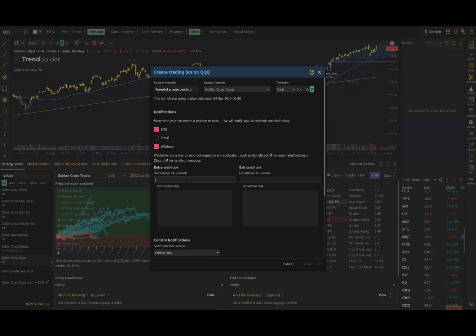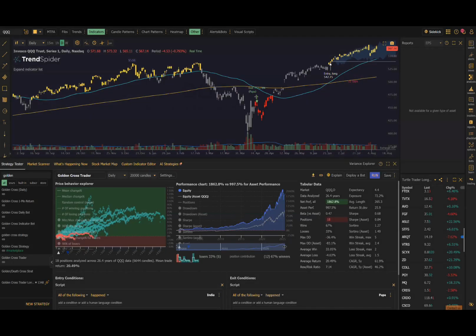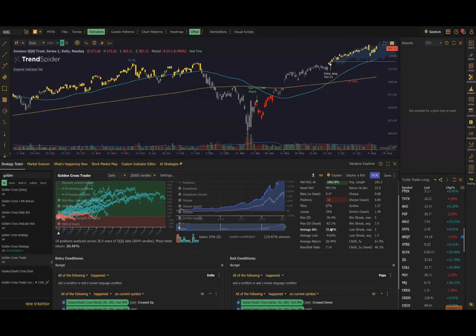And so with the webhook, we have also a platform that we own called Signal Stack that basically connects with your broker. And once you connect Signal Stack with your broker, it's going to give you just a URL to put right here, and you just put them both there. And if you go ahead and do that, you would be able to actually buy and sell in your actual broker, like live trading, based on any of the strategies that we have.